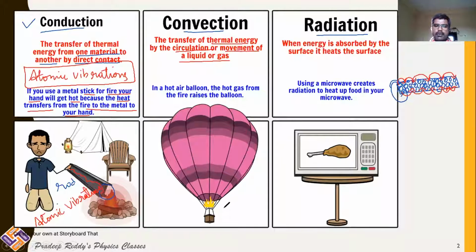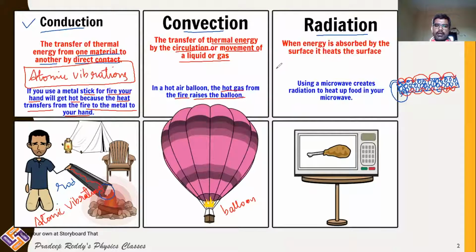Now this is a balloon. Here there is some heat energy provided. We have hot gases in this. So in a hot air balloon, the hot gases from the fire raise the balloon. The gases coming out from that fire rise up because their density decreases. Because the volume increased, all the gas molecules are raised up, and those raised gas molecules put some effort to lift the balloon. So this is the process of convection.